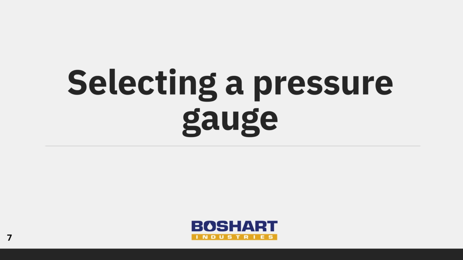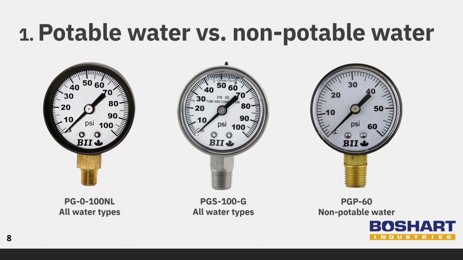Now we will go over 8 things you should know when selecting a pressure gauge. When selecting a pressure gauge for a potable water application, the gauge must be no lead certified to the NSF 372 standard as required by the Safe Drinking Water Act. No lead gauges can be used for all water types, while non-potable water gauges can only be used for non-potable applications. All of our stainless steel gauges are ideal for both potable and non-potable water applications where superior corrosion resistance is desired and chemical compatibility issues are a factor.